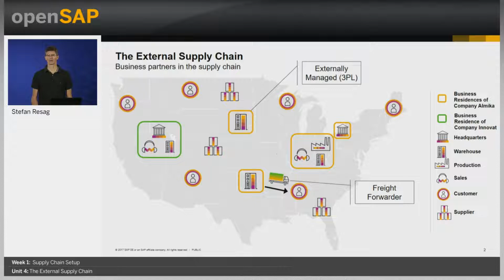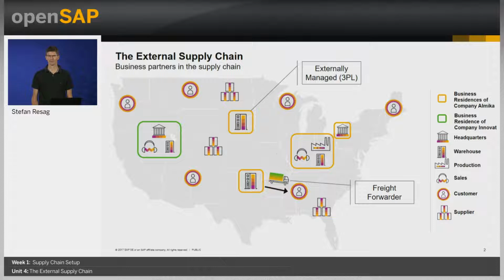First, there are of course customers and suppliers that we do business with. But there are other parties involved. Maybe one of our warehouses might be operated by a third-party logistics service provider, or 3PL. We also might use a freight forwarder to ship the goods to the customer. There might also be external staff executing services on behalf of your company.